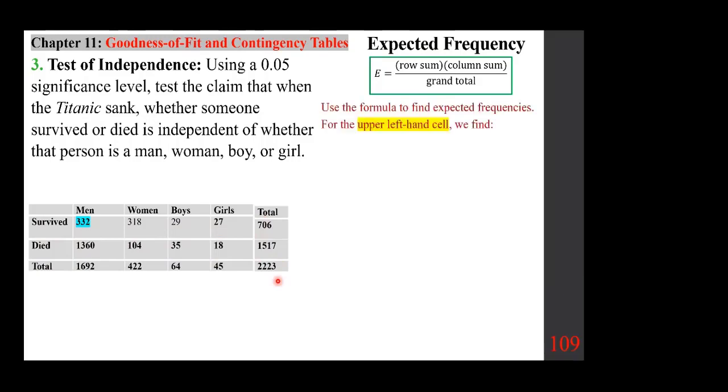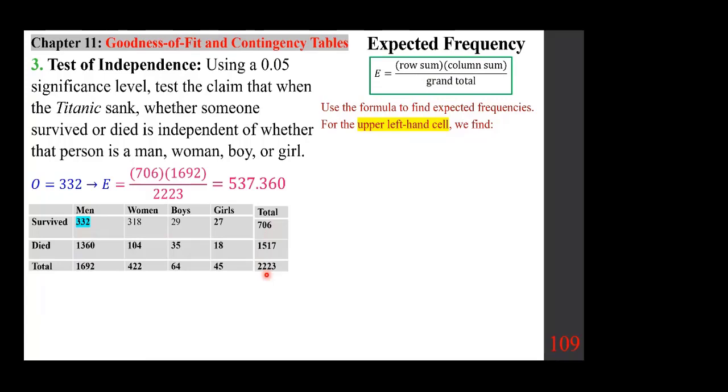We are going to use this formula to calculate the expected value for each and every one of them. As you can see, it gets pretty complicated. So I'm going to show you the work for one of them. For this cell, the number is 332. So using this formula, we need the row sum. If you look at this row, the sum is 706. Then times the column sum. Look at this column, the sum is 1692. What is the denominator? This is the grand total, 2201. What matters is to understand what that means, the interpretation.